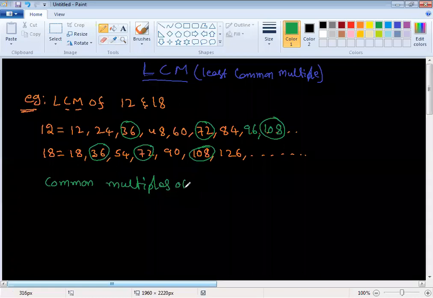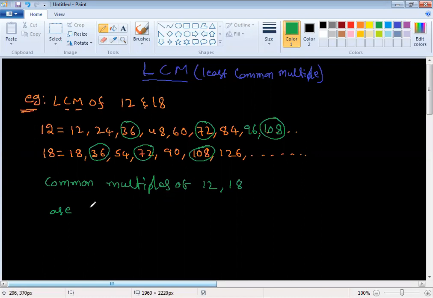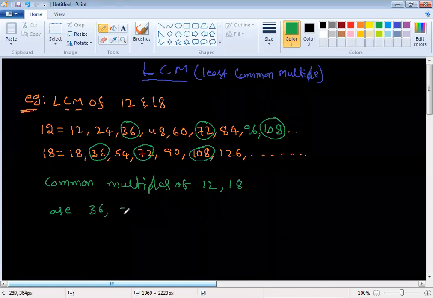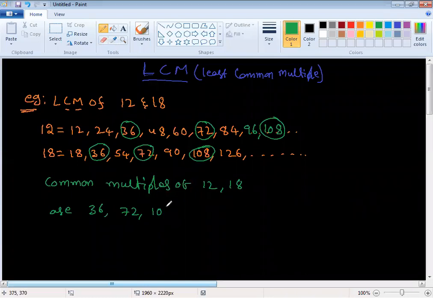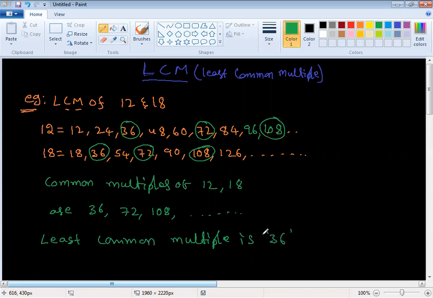Common multiples of 12 and 18 are 36, 72, 108, so on. You will get 36 table, 36 1 ja, 36 2 ja, 36 3 ja, 36 4 ja, like that. In all these common multiples, what is the least? That is the answer. The least common multiple is 36. So 36 is the answer.